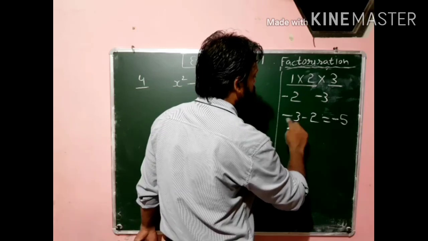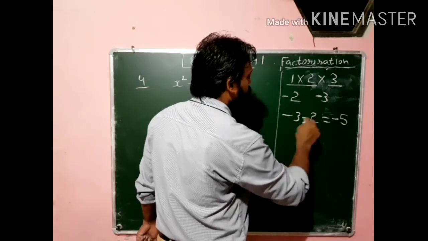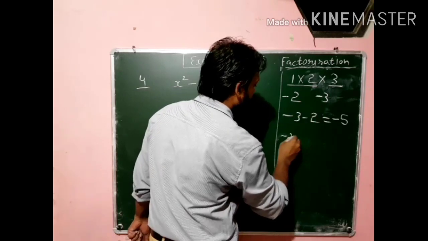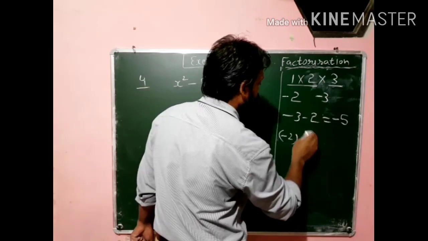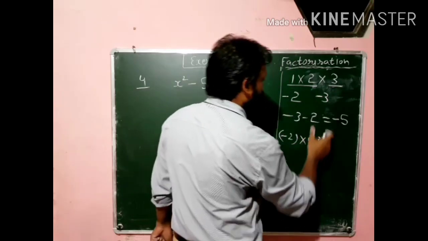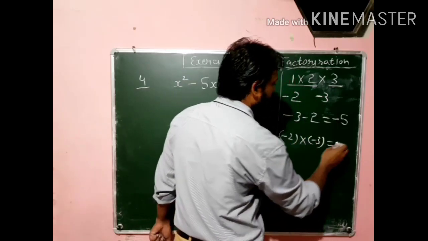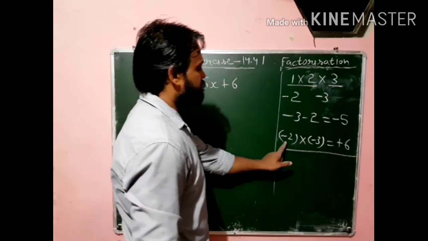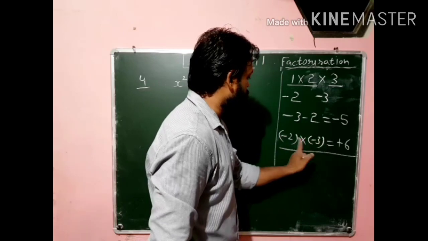Minus 3 minus 2 is minus 5. Now the next thing we have to see is that these two terms satisfy the second condition also. We have to multiply this minus 2 with minus 3. You can see minus times minus is plus, and 3 times 2 is 6. So after multiplication, minus minus is plus 6.